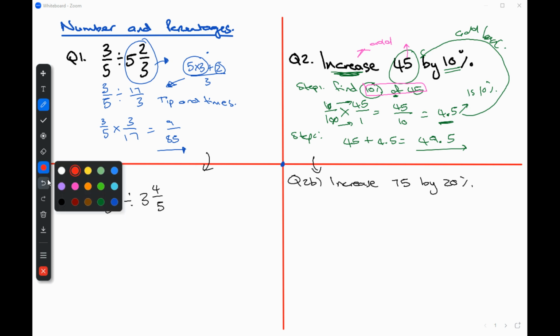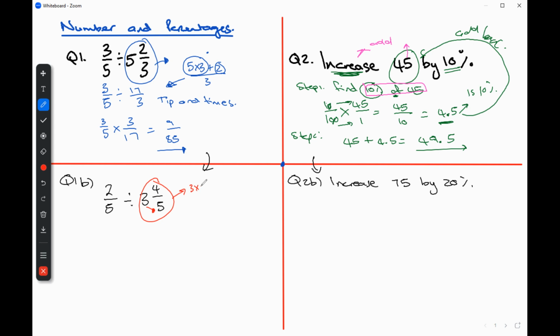So for this one over here, remember we're going to change this into an improper fraction. We're going to take 3 multiplied by 5, take that answer plus the 4 at the top, take that divided by the original 5. 3 times 5 is 15. 15 plus 4 is 19 over 5. Rewrite it. And then tip and times.